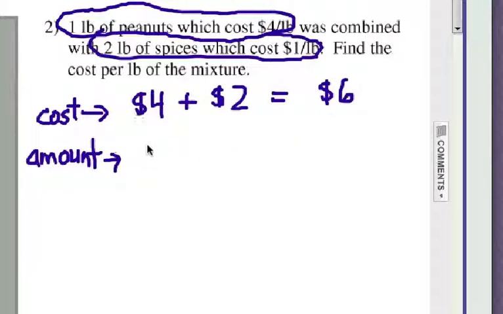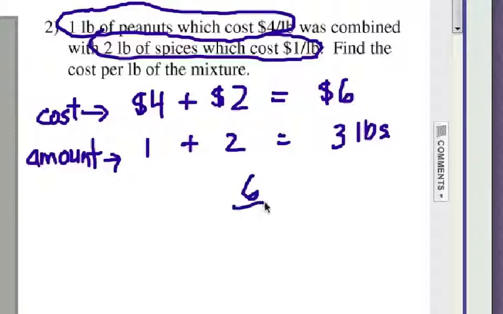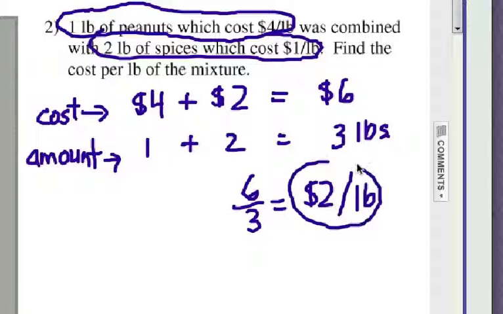Then the amounts, well, we have 1 pound plus the 2 pounds, 1 pound of peanuts, 2 pounds of spices equals 3 total pounds. Pretty easy, isn't it? So now we're going to divide the 6 by the 3, and that'll give us a mixture price of $2 per pound. Very simple example, but I want you to kind of get the idea here. We got to figure out the costs and the amounts and then divide when we're done.